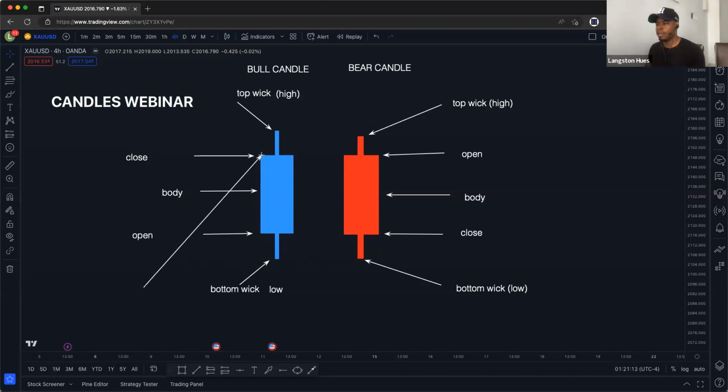So the life of this candle was it opened up here, it probably drove down first, creating this bottom wick, leaving this bottom wick before driving all the way back up, creating this top wick, and then coming back down to close right here.